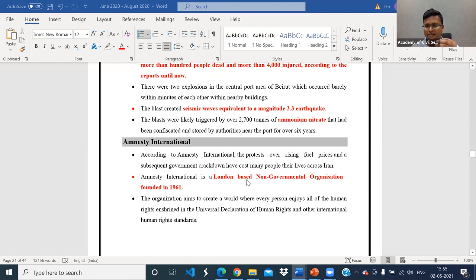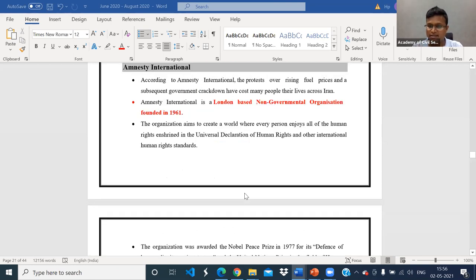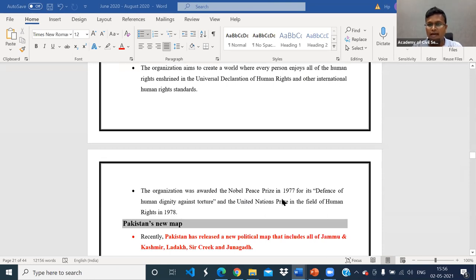Amnesty International is a London-based non-governmental organization founded in 1961 that functions for the protection of human rights. Amnesty was in news for multiple reasons. One, because the government of India made some restrictions on Amnesty's work in India, after it highlighted some human rights violations in India. Another one: Amnesty made a statement that the protests over rising fuel prices and the subsequent government crackdown have cost many lives across Iran. Iran had a fuel price increase, people protested, then the government carried out oppression, and many people died. Amnesty protested against that. That is why Amnesty was in news. In the Indian context also, Amnesty was in news because of the government restriction on Amnesty.